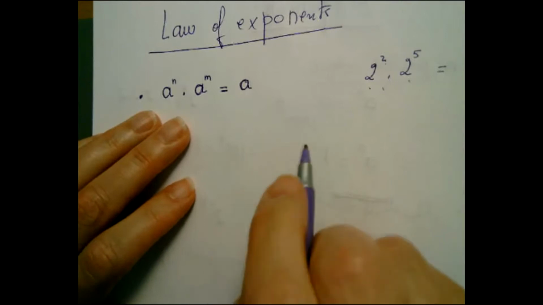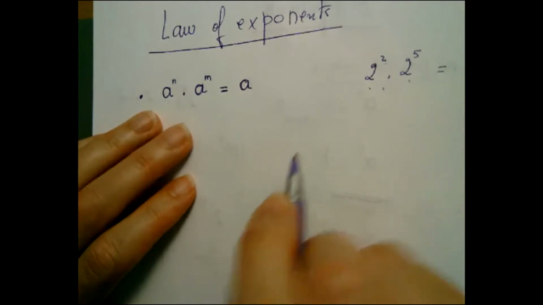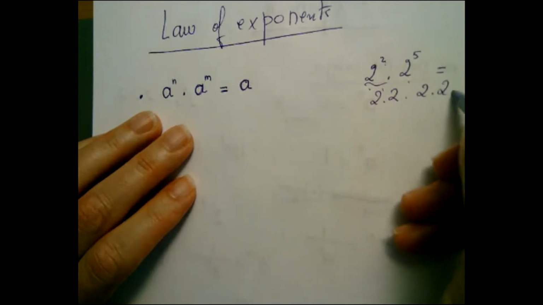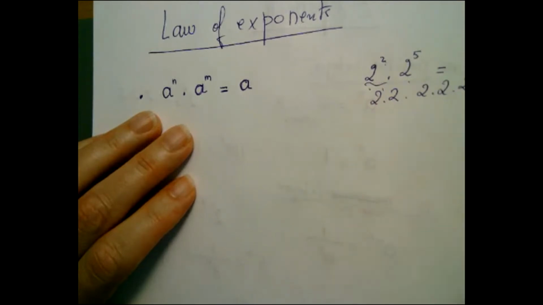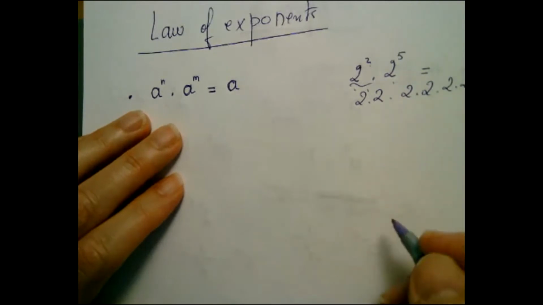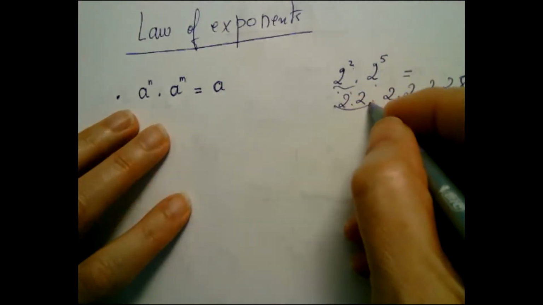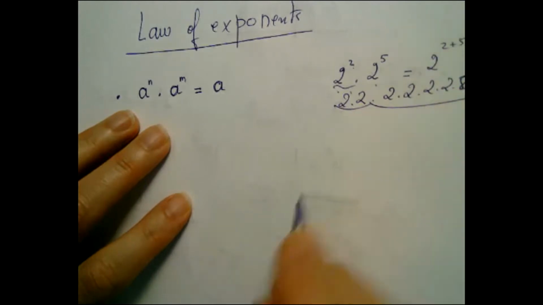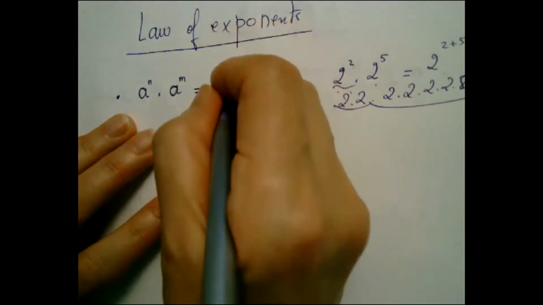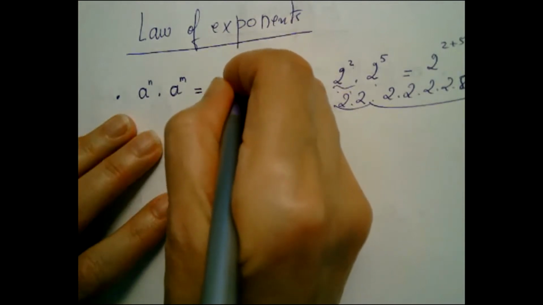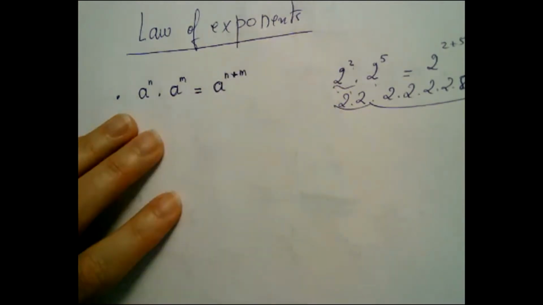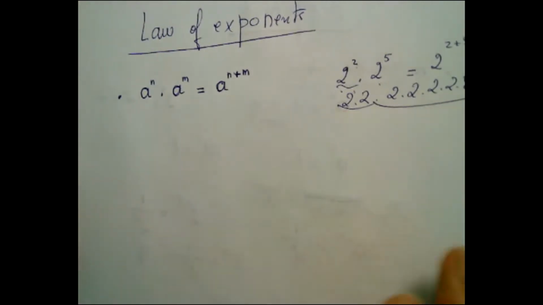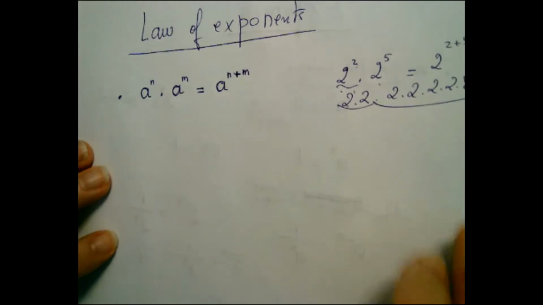Okay, so try to make sense out of it so you will not forget them. Because here I have 2 of them, and here I have 5 of them. So how many do I have altogether? 2 plus 5. So this is 2 to the power 2 plus 5. All right, so this gives me that this is a to the n plus m. Okay, ever forget? Go back to a simple example, and this will help you to remember all those laws that we need, pure and simple.